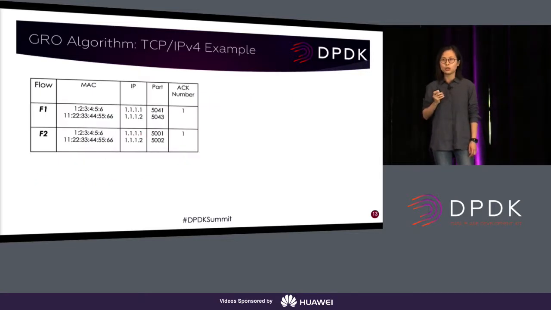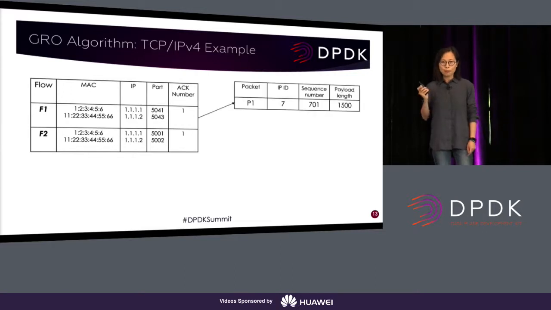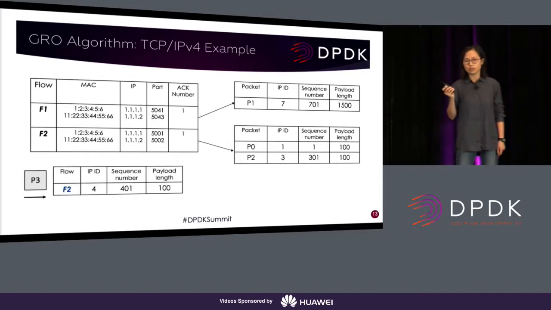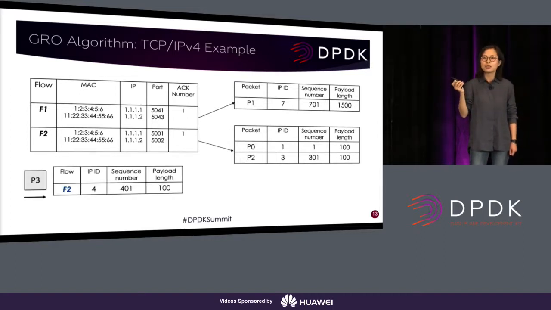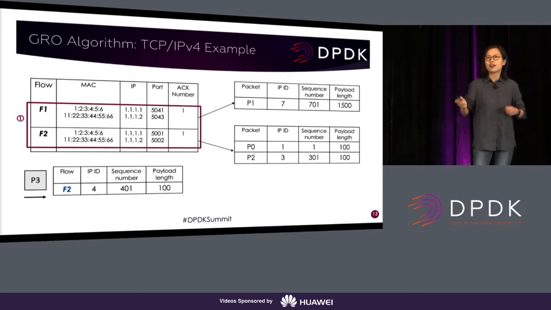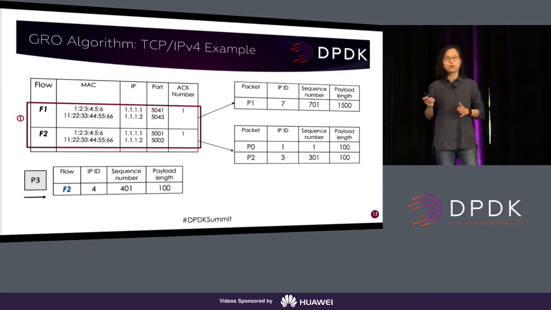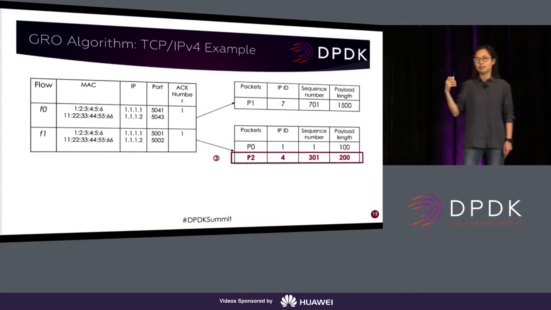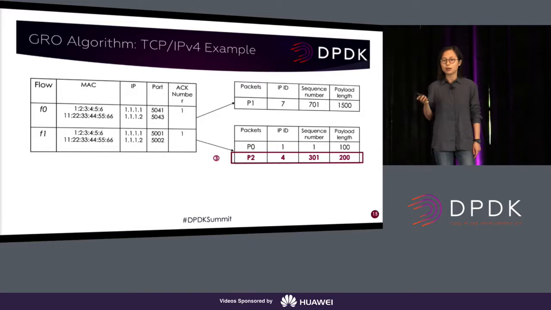Let us see an example. In this table, we have two flows, flow 1 and flow 2. And there is one packet in flow 1 and two packets in flow 2. Now here comes a new packet, P3. The first step in our algorithm is to try to find a matched flow. As we can see, F2 is a matched flow. So we will check all packets in F2. As we can see, the IP ID and the sequence number of P2 and P3 are incremental, so they are labels. We'll merge them together. That's all for the GRO reassemble algorithm.